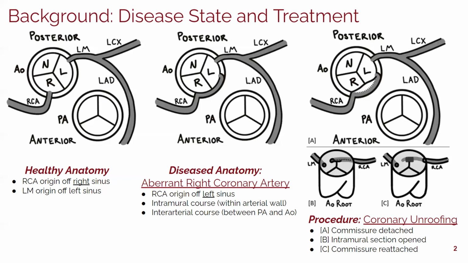The procedure the patient underwent is called coronary unroofing. This procedure has three main steps. First, the area where the right and left leaflets of the aortic valve meet, called the right-left commissure, was detached from the aortic wall. This allowed for visualization of the intramural section, which was then opened up to the interior of the aorta by cutting open that shared wall between the RCA and the aorta. In effect, this moved the right coronary ostium, or takeoff point from the aorta, more toward the patient's right. Lastly, the valve commissure was then reattached to the aortic wall.